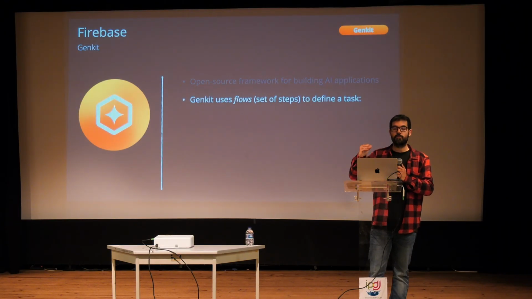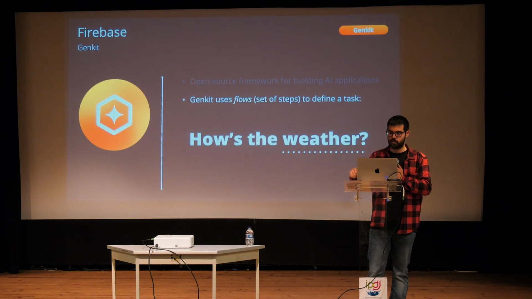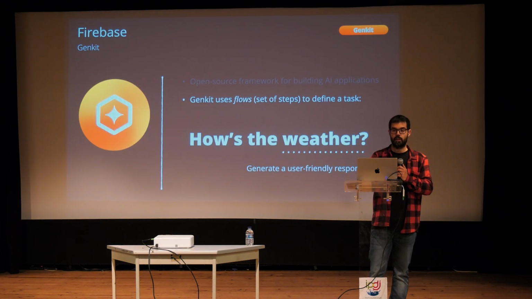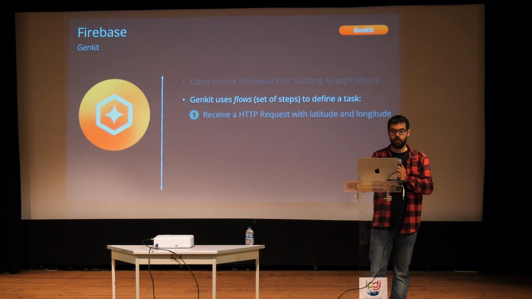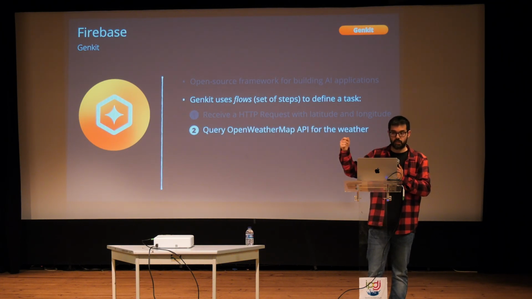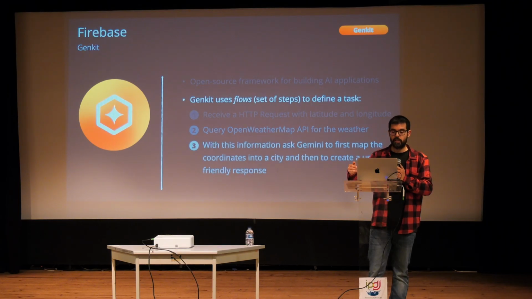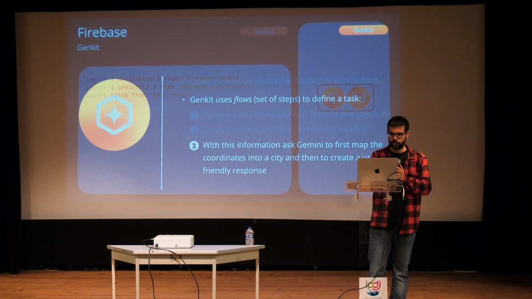GenKit allows me to define how this process is going to be made. This is a multi-step process. If I receive a question about the weather and I want a friendly response, I need to do a set of steps. The first one is to receive a request with latitude and longitude. The second one, I need to make a query to an external API. The third one is, with this information, I need to talk to Gemini for that response.